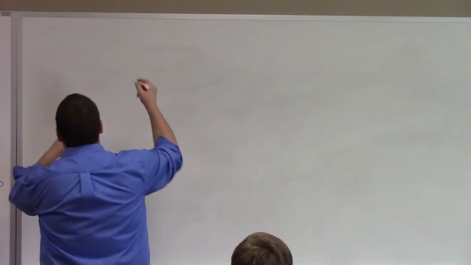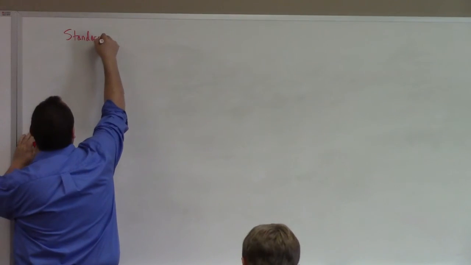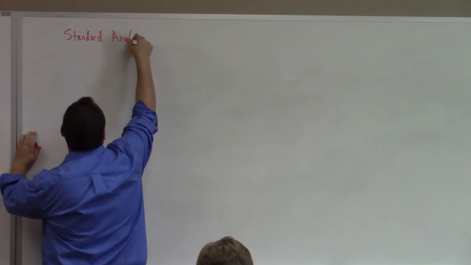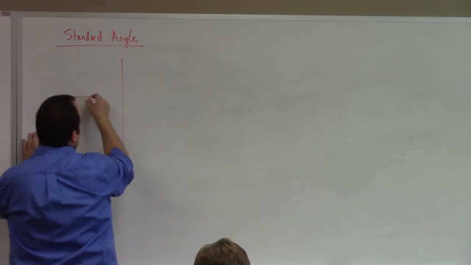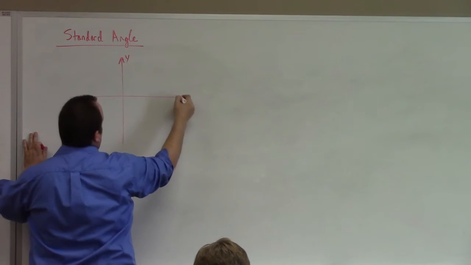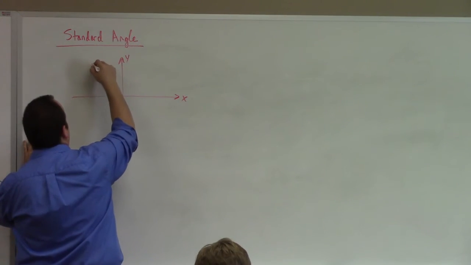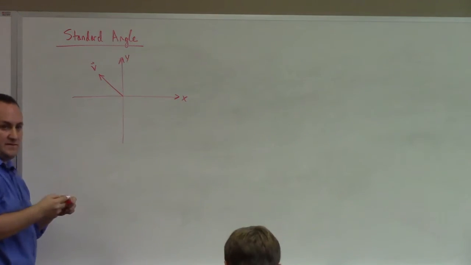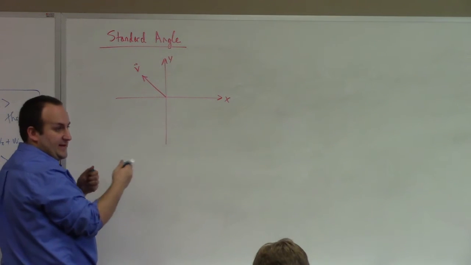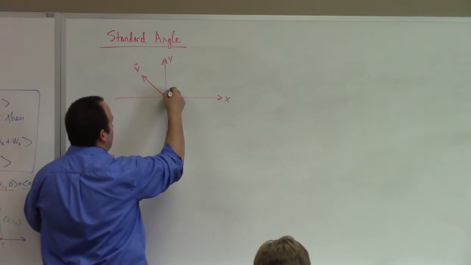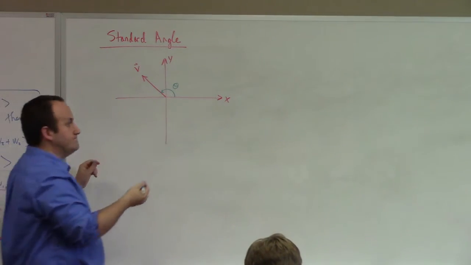So the other concept that we should talk about is the so-called standard angle. Right. So if I have a non-zero vector, and it's pointing some direction, say like this, the standard angle is defined to be the counterclockwise angle swept to the vector from the positive x-axis. So this theta is the standard angle. Okay?